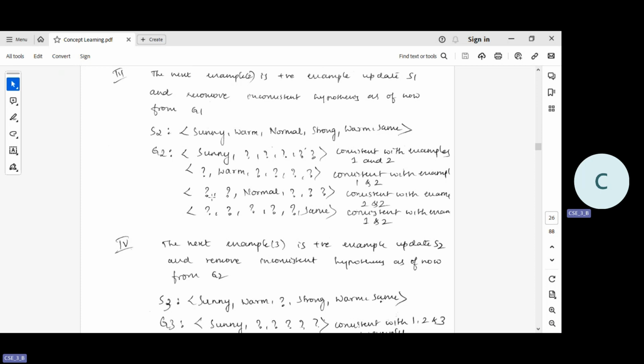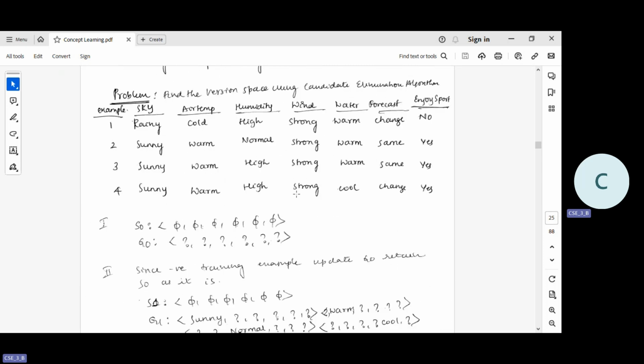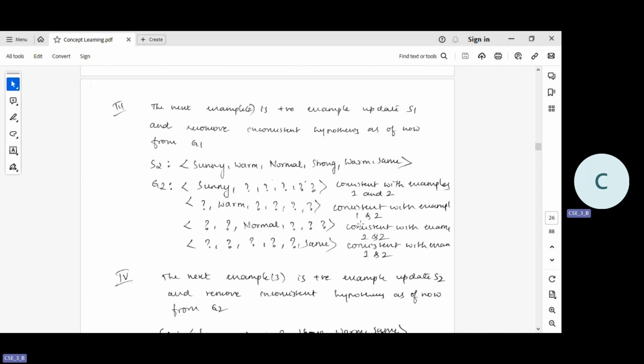Next we take this, that is question mark, then normal, all are question marks. The question mark is matched, and here we can see there is no match. Normal we have taken in the hypothesis and the attribute value is high. Since there is no match and the outcome is no, it is consistent with training example 1. And then here there is a match, and a question mark can be matched with all of these. When there is a match, the outcome is positive. So it is consistent with examples 1 and 2.